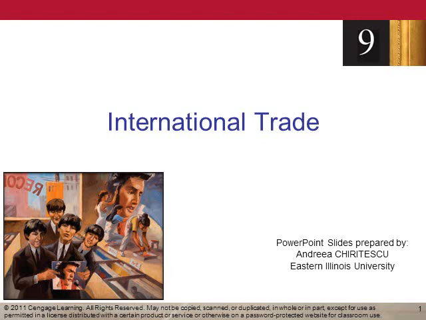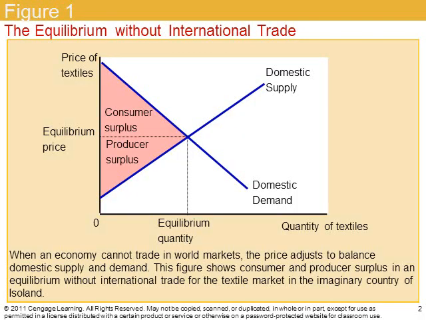This is a very compressed view of international trade. The normal understanding is that international trade is beneficial for a country. Consider the situation of a country without international trade: you have here the demand and the supply of textiles, for example, and this is the quantity of textiles. So this is the equilibrium. Consequently, all of this is the consumer surplus.